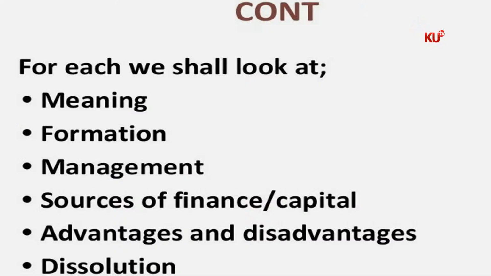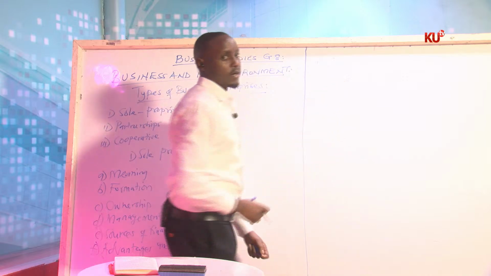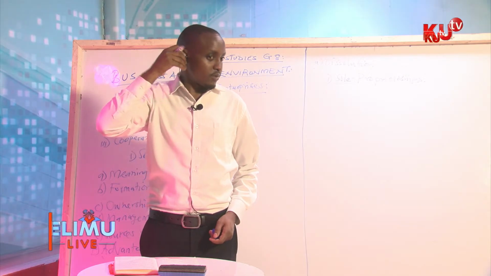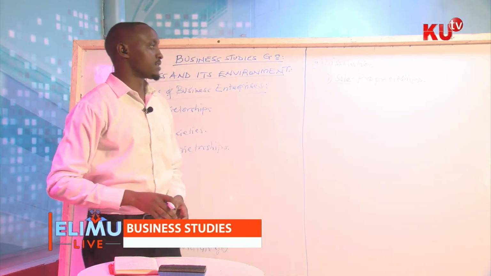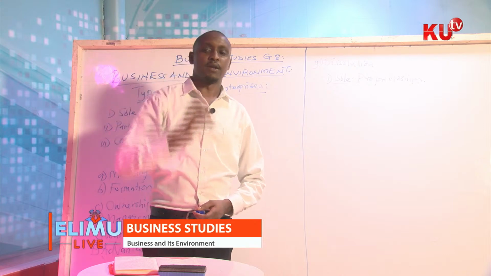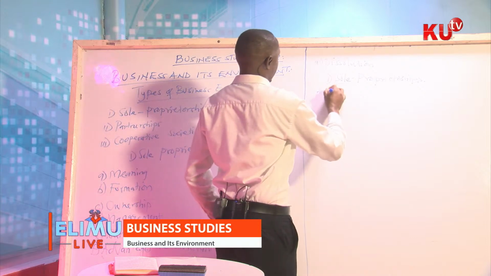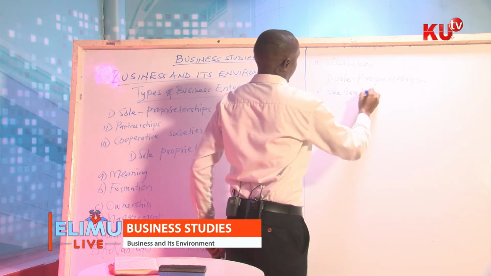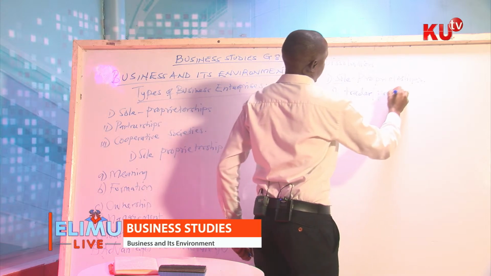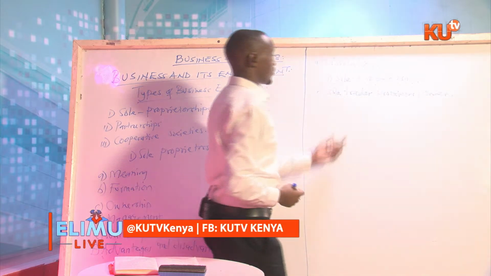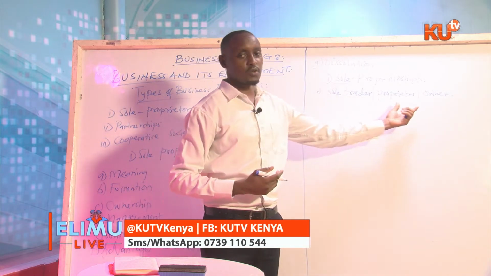A sole proprietorship is any business that is started or run by one person. From the word, sole means one or single. A sole proprietorship form of business enterprise is any business that is begun and managed by one person. And this person is called a sole trader, a sole proprietor, or a sole owner.